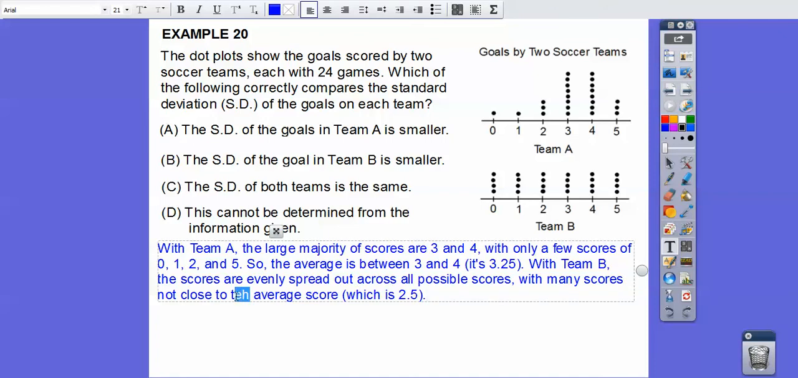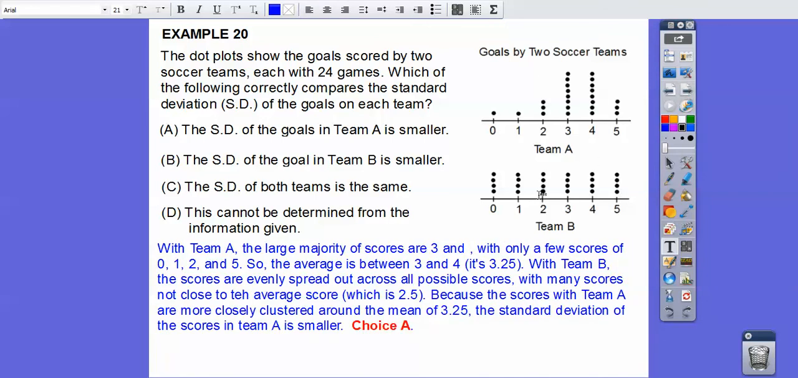Golly, typo city. That'll all be fixed when I teach this in class. Because the scores with Team A are more closely clustered in this area right here, the standard deviation of Team A is going to be smaller. They're less spread out, unlike these, which are so spread out. All right, you guys, I hope that makes sense, and take care. So it's choice A.